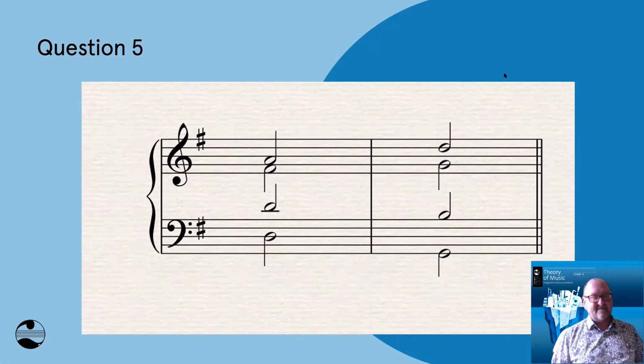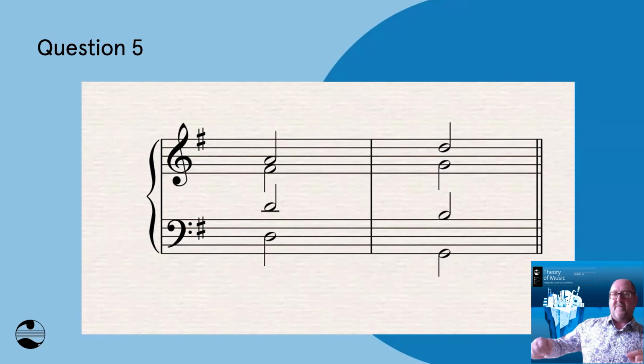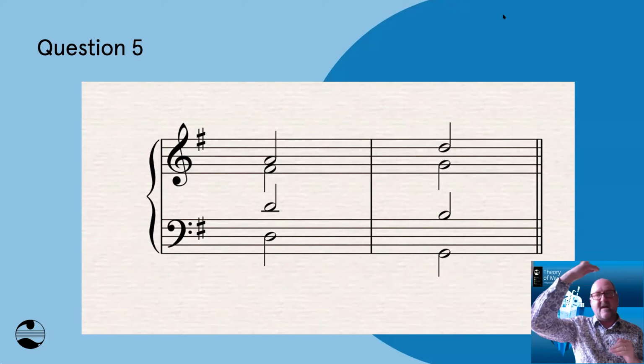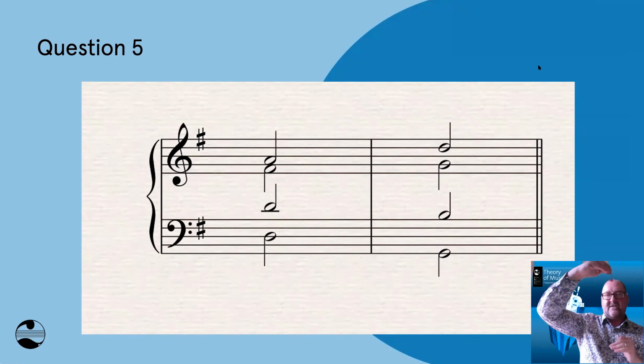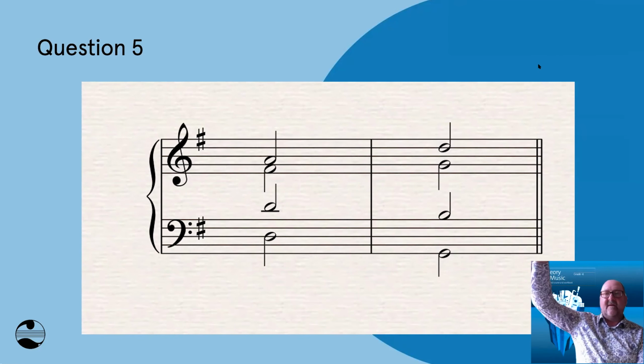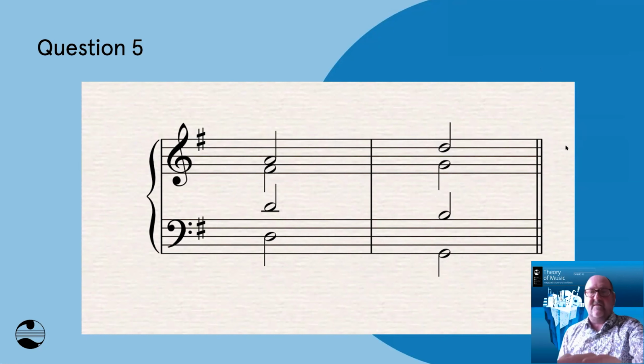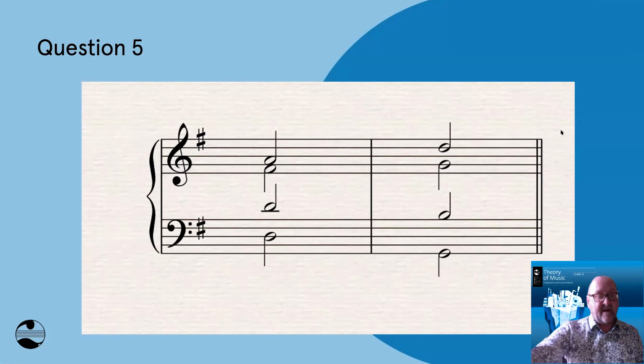Oh, brilliant. Yes, you're all brilliant. Most of you have said consecutive fifths, and you're absolutely right. And this is to do with the outside voices. You'll see the bass voice and the soprano voice, you've got a D and an A, and they go out to a G and a D. And the interval between the bass and the soprano is a fifth in the first chord, and it is also a fifth in the second chord.